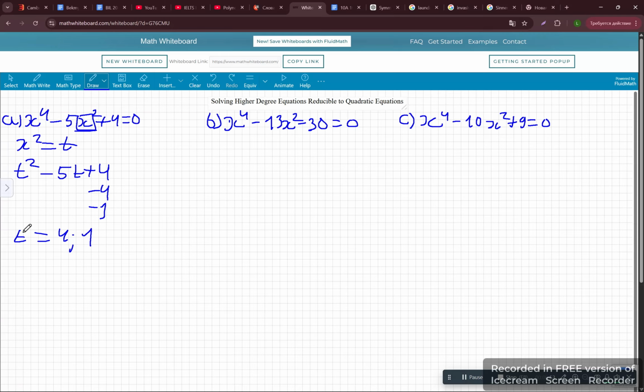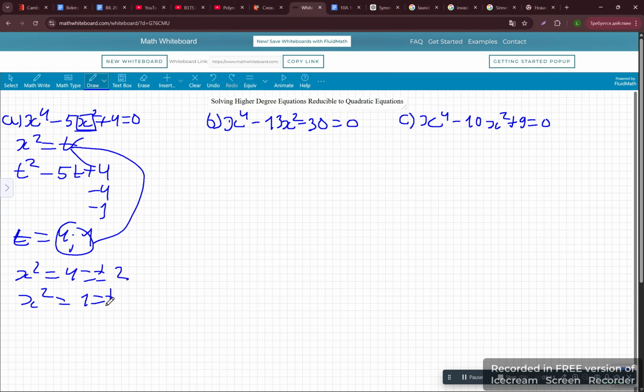But this is not the answer, so you bring it back and replace t. So x squared equal to 4 is plus or minus 2, x squared equal to 1 is plus or minus 1. It's the same approach of solving each equation, but with different, higher numbers.